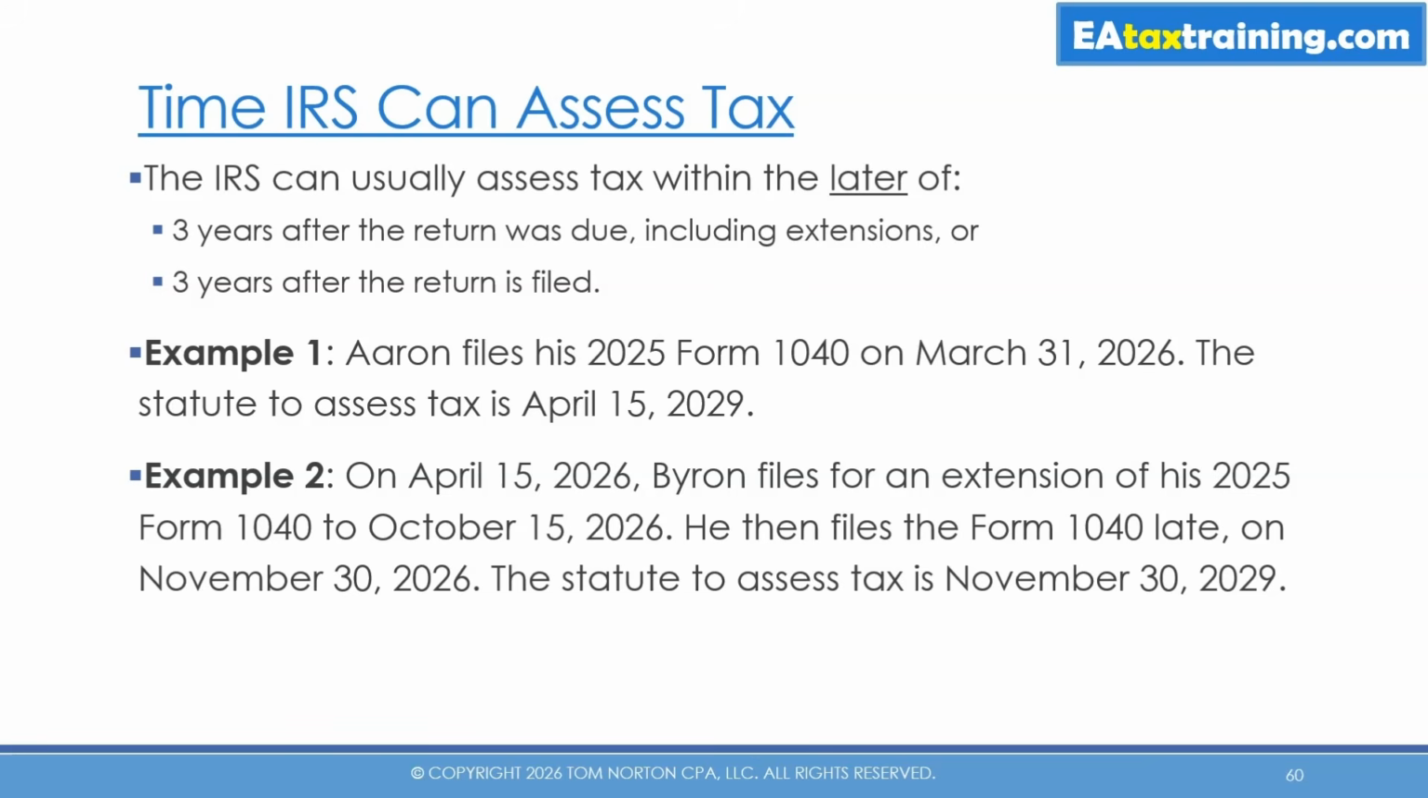Example 2. On April 15th of 2026, Byron files for an extension of his 2025 Form 1040 to October 15th of 2026. He then files the Form 1040 late on November 30th, 2026. The statute to assess tax is November 30th, 2029. So even though it was due October 15th, Byron didn't file until November 30th, so the IRS has 3 years from the date it was actually filed.